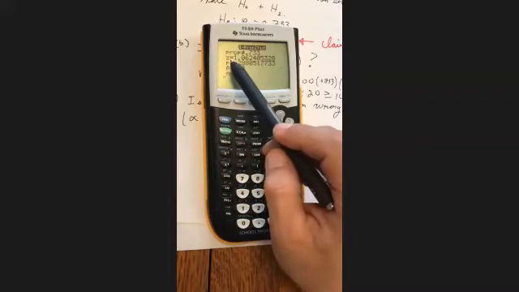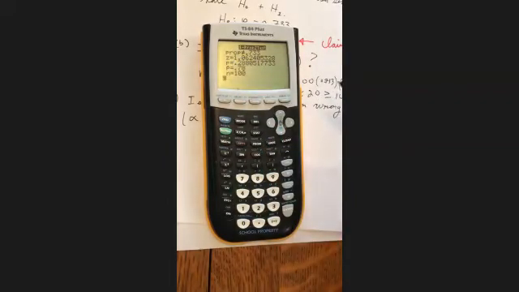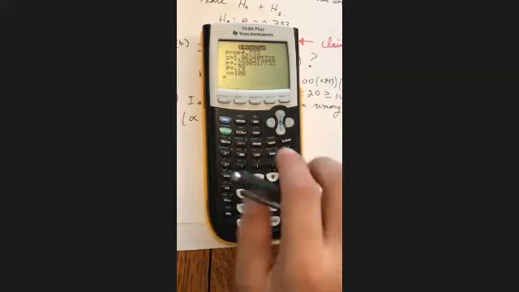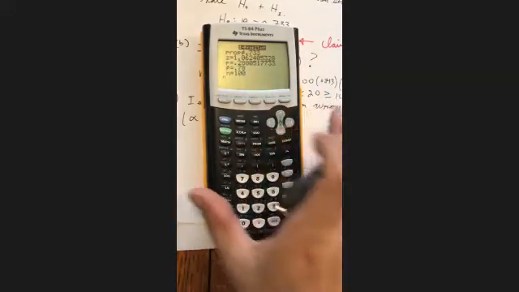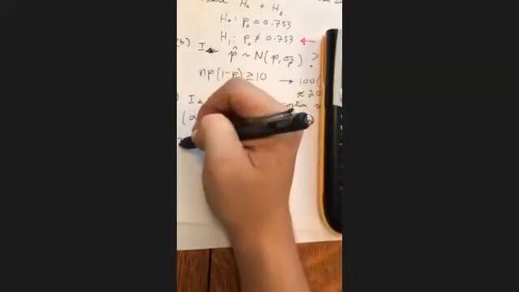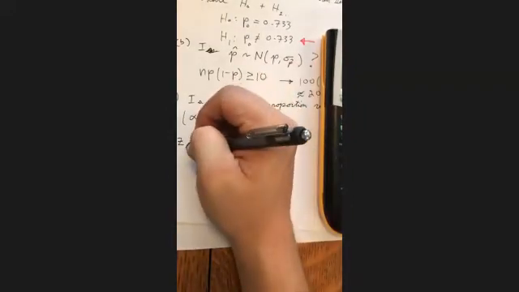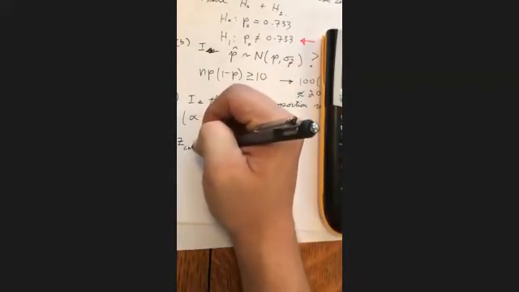Okay, so here in the output, we have a z value and a p value. Those are really the two things that we want to know. What is the z and what is the p? So we got a z value of 1.0624.